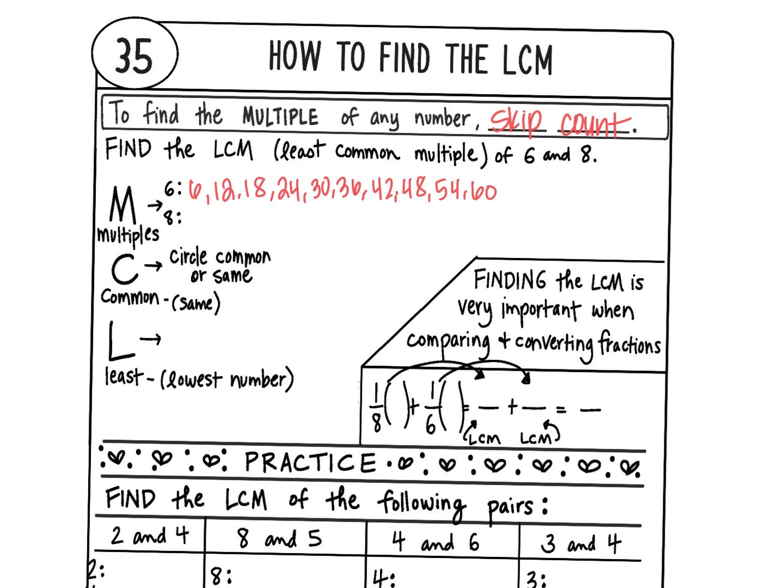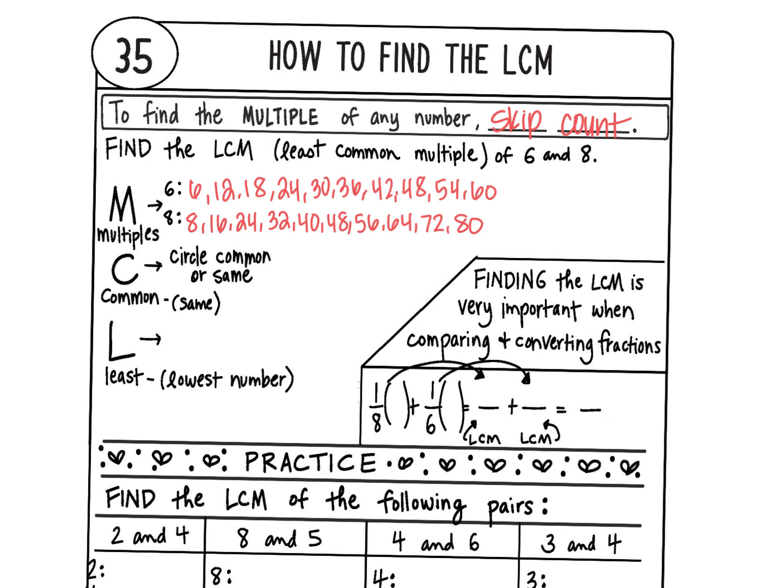I'm going to do the same thing for 8. So I'm going to skip count by 8s, and I'm going to list the first 10 multiples of 8. So I have 8, 16, 24, 32, 40, 48, 56, 64, 72, and 80. The second step in finding LCM is right here. I'm going to circle the common numbers, or the numbers that are the same. So the multiples that each 6 and 8 have in common.